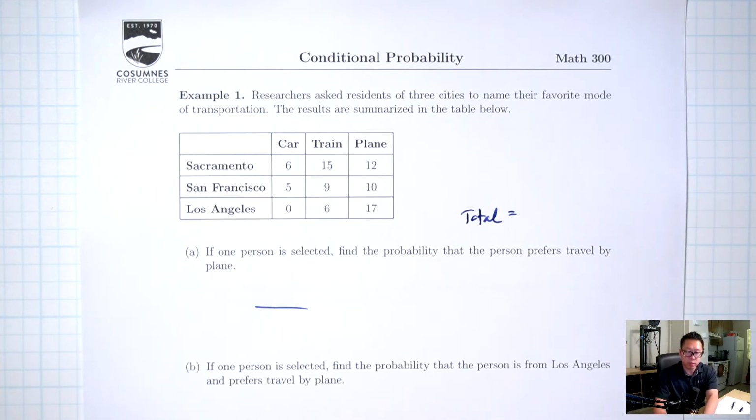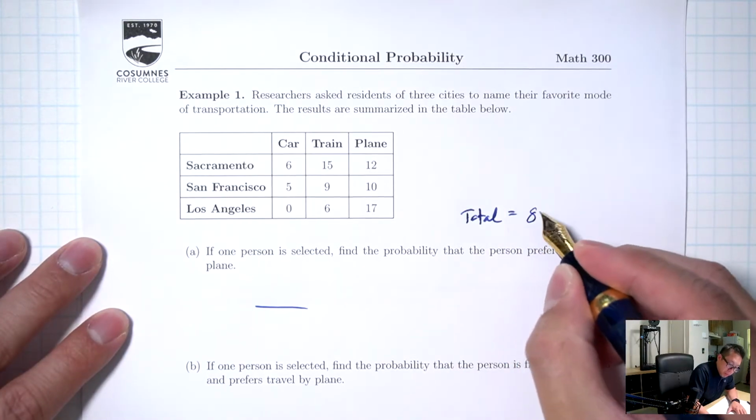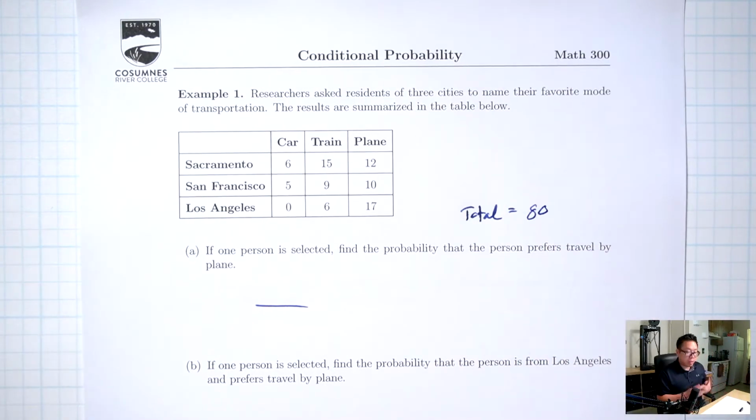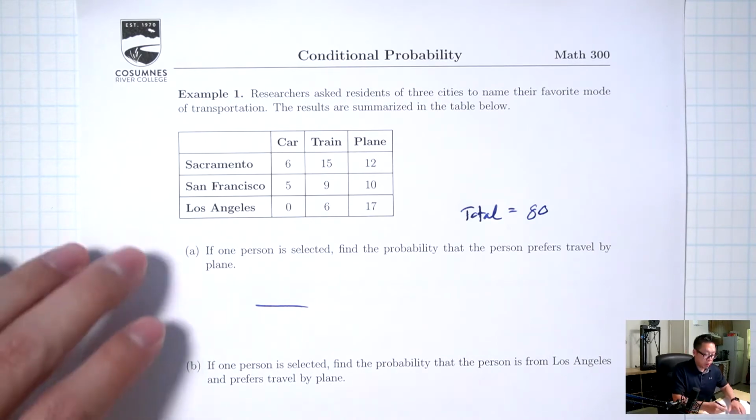Six plus 15 plus 12 plus 5 plus 9 plus 10 plus 0 plus 6 plus 17. 80. Okay, 80 people total, so that's 80 people that I could pick from. That's the bottom.